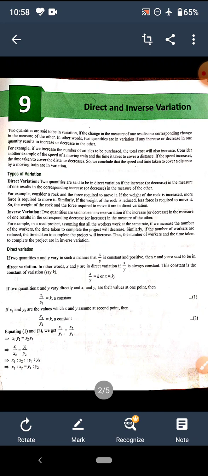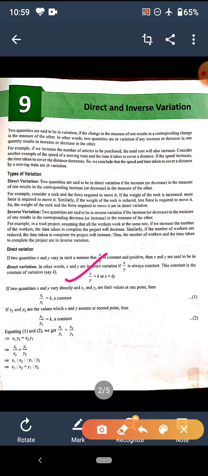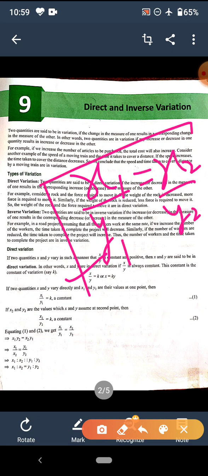Okay, so in exercise 9.1 we will discuss direct variation. If two quantities x and y vary in such a manner that x by y is constant and positive, then x and y are said to be in direct variation. Means x increases, y increases. So x upon y is a constant. So you can see that x1 upon y1 is equal to x2 upon y2 because their ratio is constant. So this we will study in exercise 9.1.